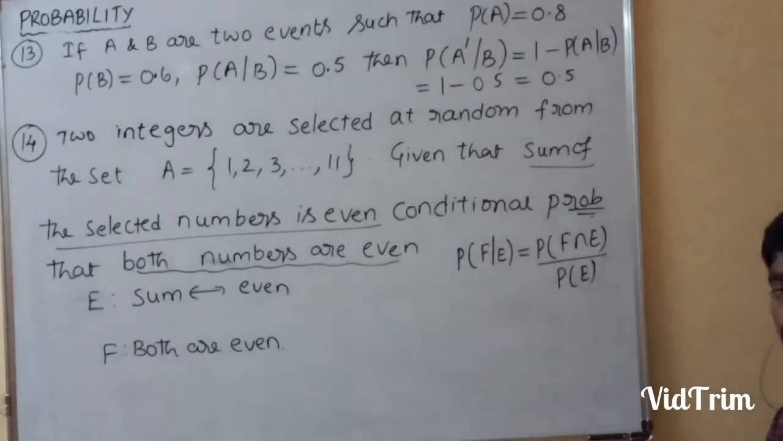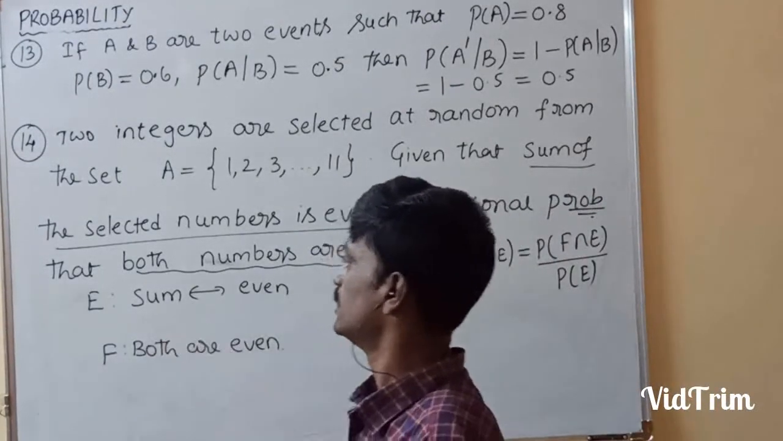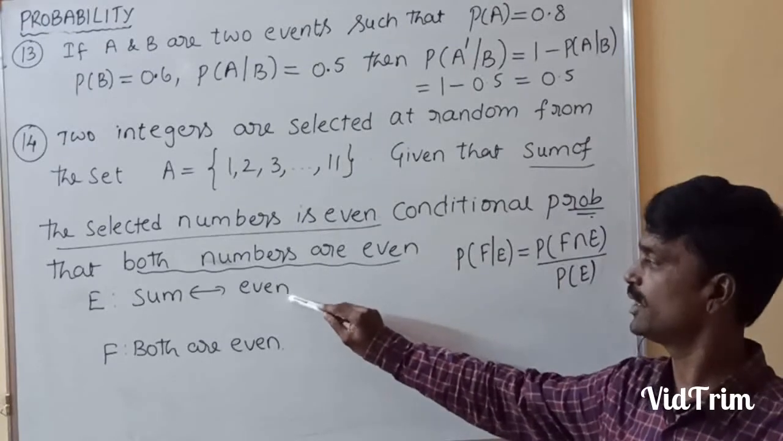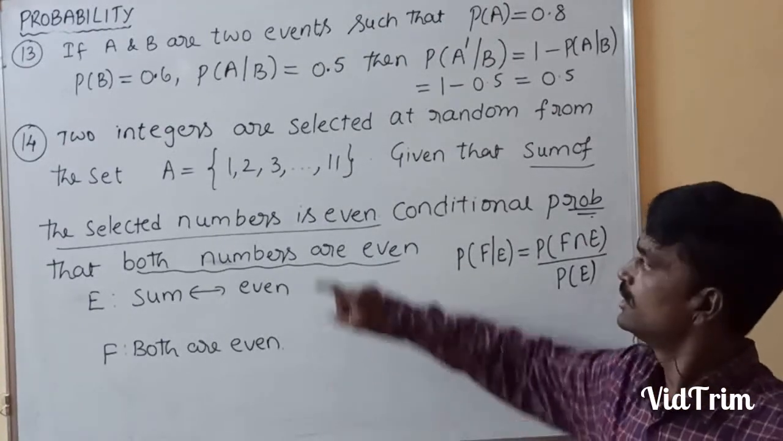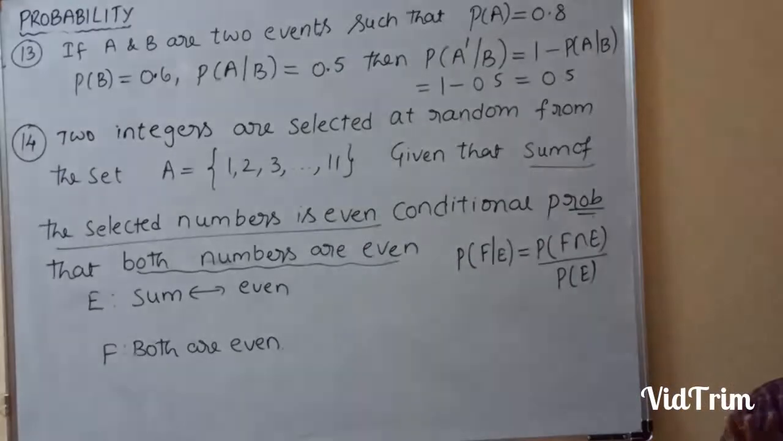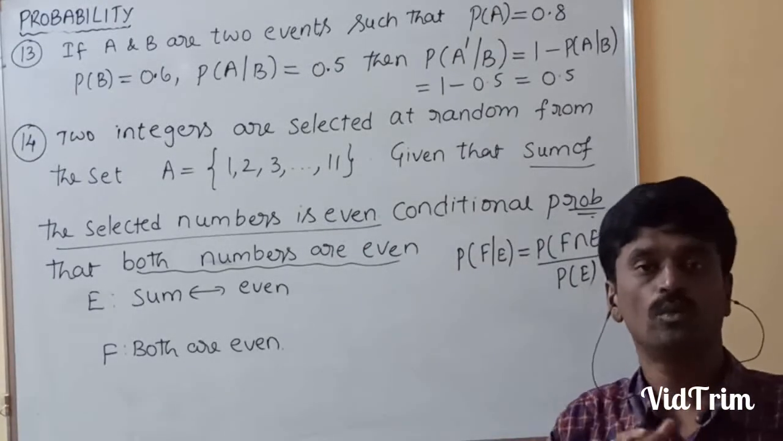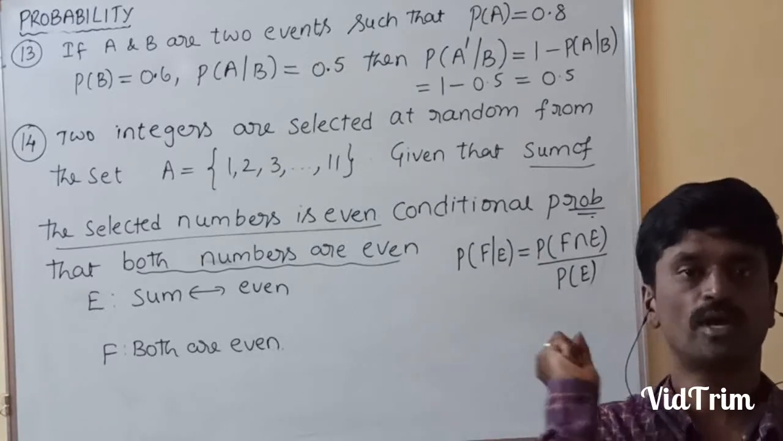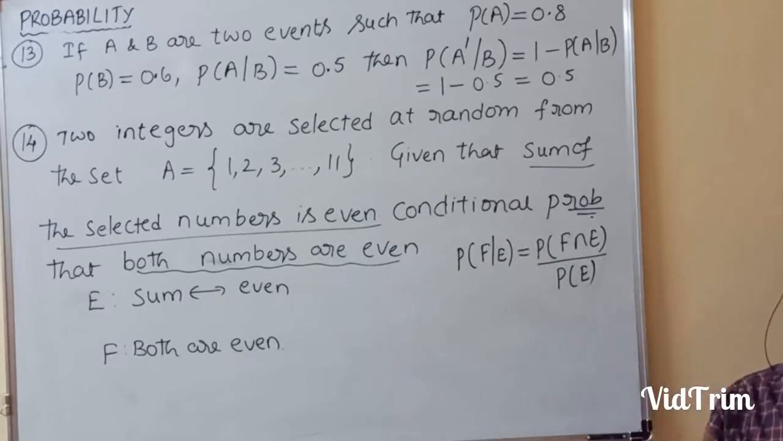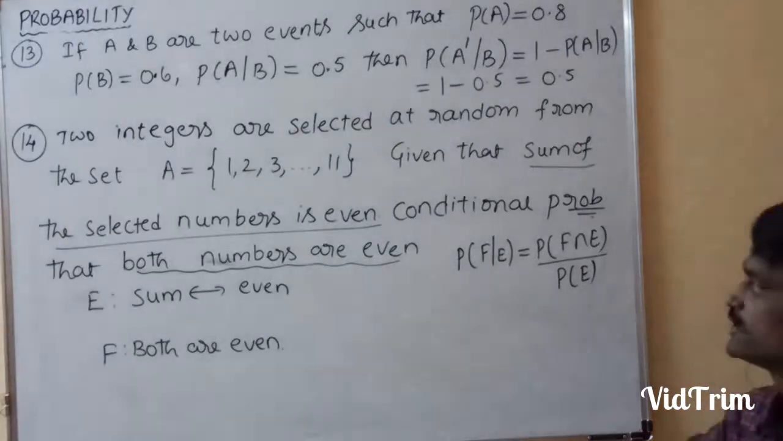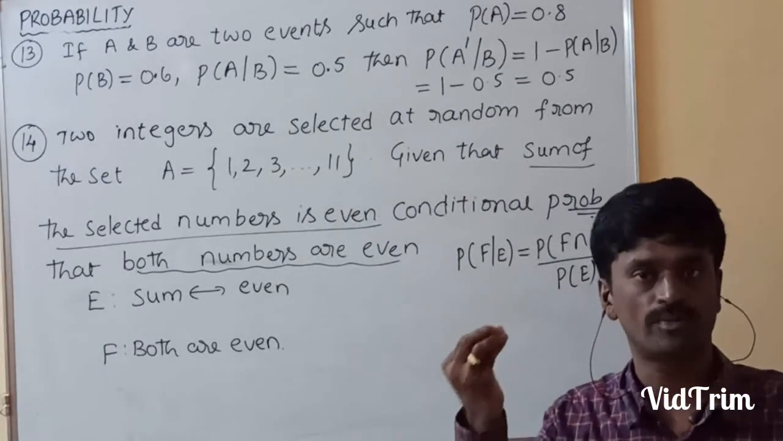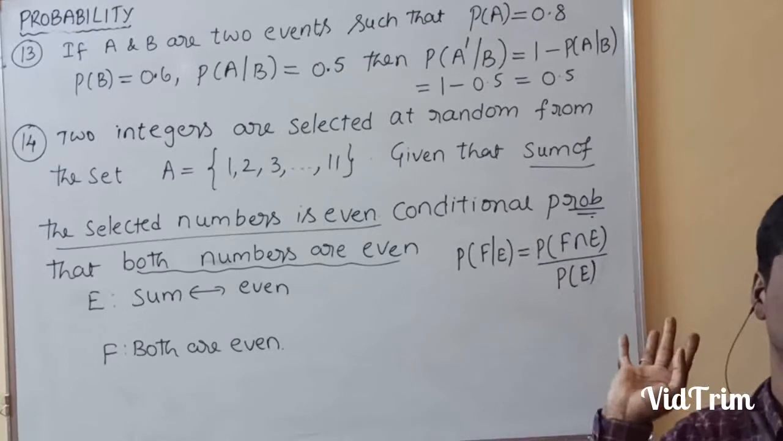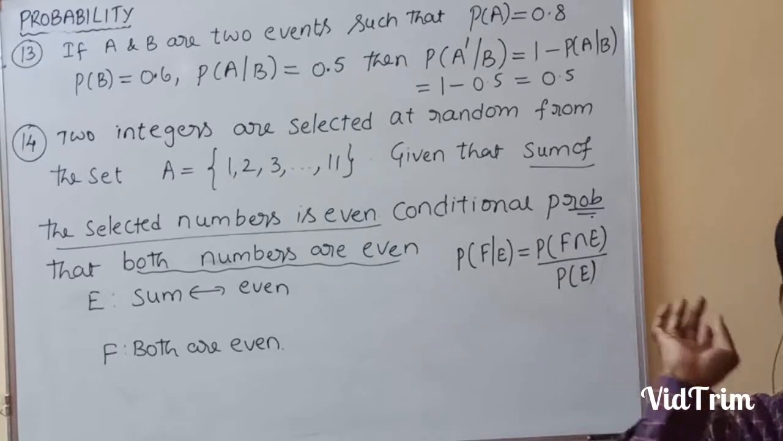Okay. So now first look at this E. First we have to find the probability of E. Before that we have to find the number of favorable outcomes. What is the given set? 1 to 11. So 11 by 2 is how much? 5.5. What are the nearest integers? 5 and 6. So 5 even numbers and 6 odd numbers, because it begins with an odd number and ends with an odd number also. So there are 5 even numbers and 6 odd numbers.